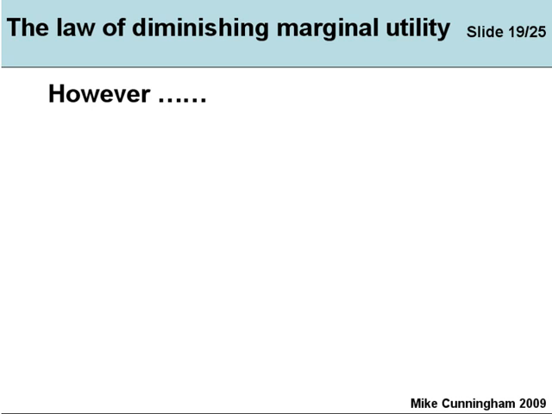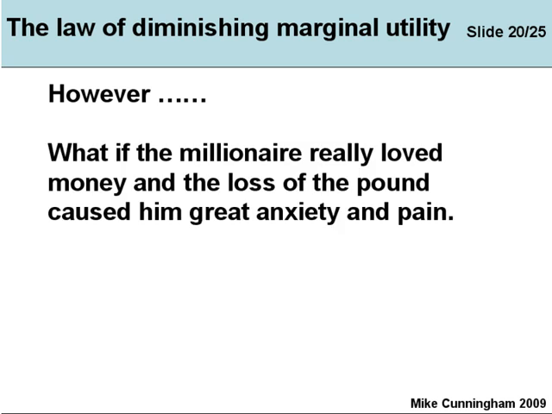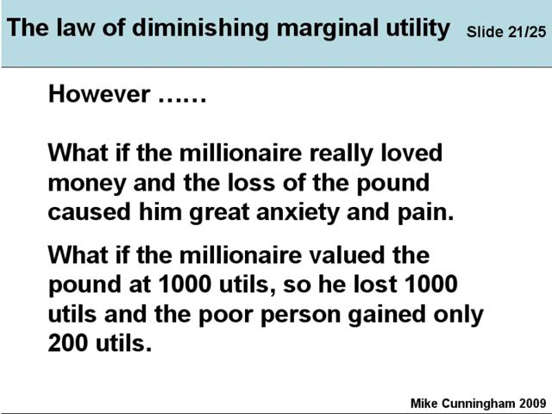However, there's always a however in economics. There's always a downside, and here we go. However, what if the millionaire really loved money, and the loss of the pound caused them great anxiety and pain? What if the millionaire was a miser, absolutely loved money? What if the millionaire valued the pound at 1,000 utils, 1,000 units of utility, 1,000 units of pleasure? So he lost 1,000 utils, and a poor person only gained 200 utils.